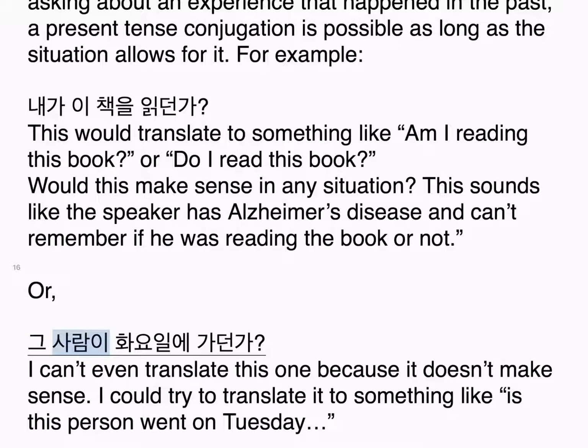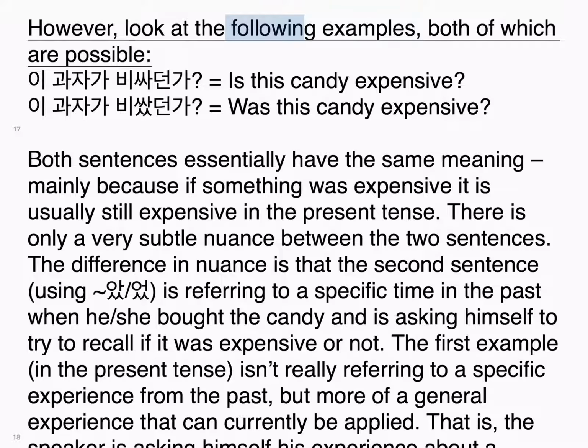Or, 그 사람이 화요일에 가던가, I can't even translate this one because it doesn't make sense. I could try to translate it to something like, as this person went on Tuesday. However, look at the following examples, both of which are possible. 이 과자가 비싸던가, Is this candy expensive? 이 과자가 비쌌던가, Was this candy expensive?